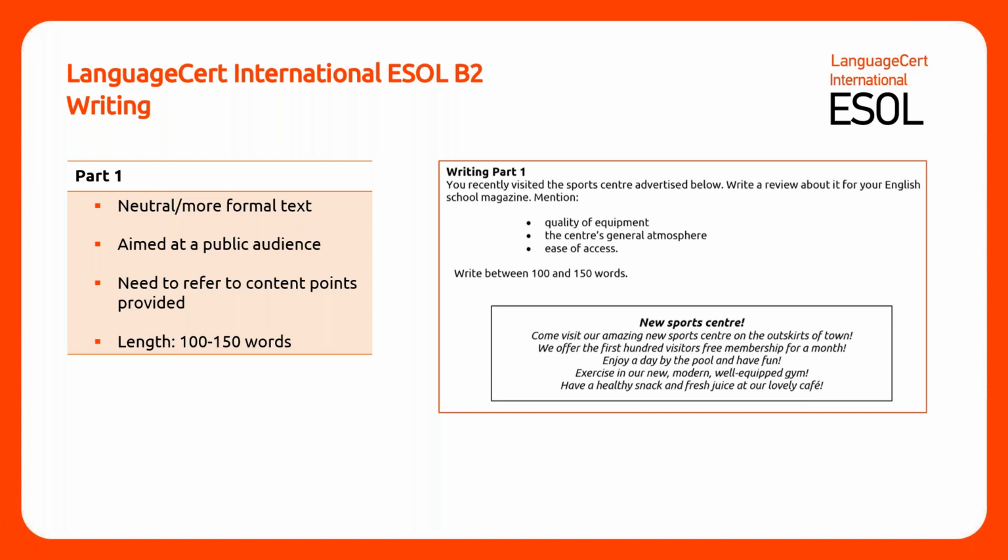Let's now have a look at the key features of the B2 level writing exam. Here again, candidates need to do 2 writing tasks. Part 1 asks them to produce a neutral or more formal response for an intended public audience. All content points provided will need to be addressed. Candidates need to write between 100 and 150 words.